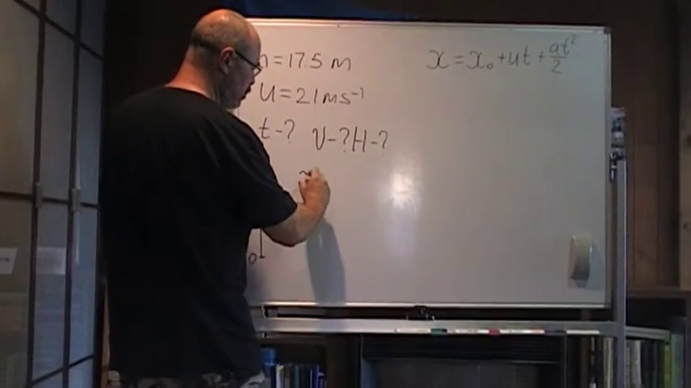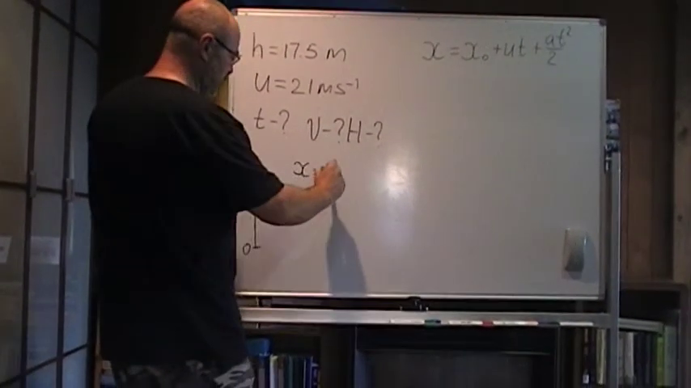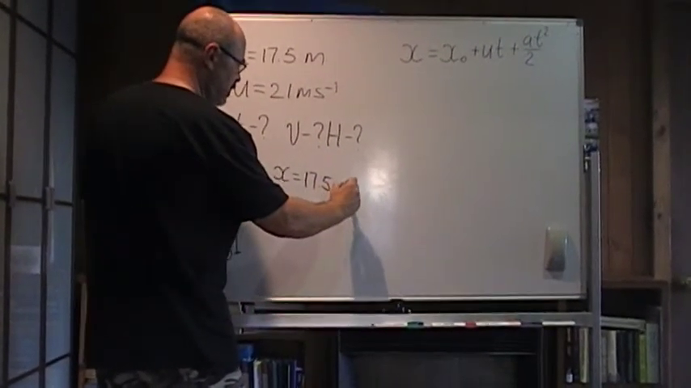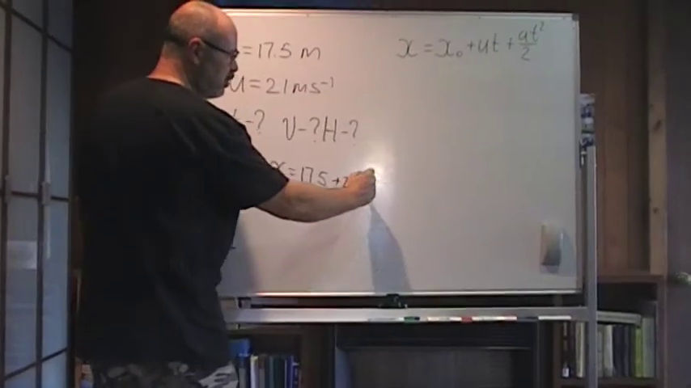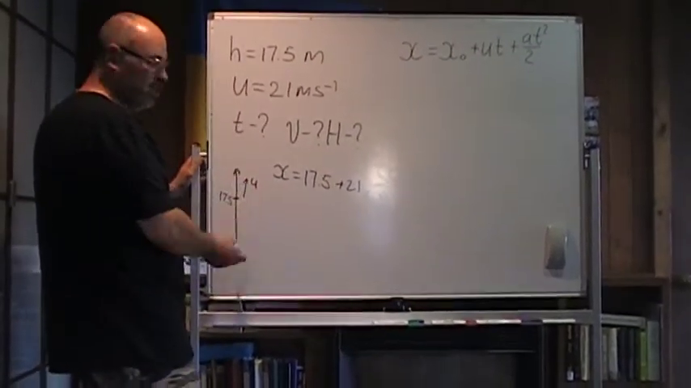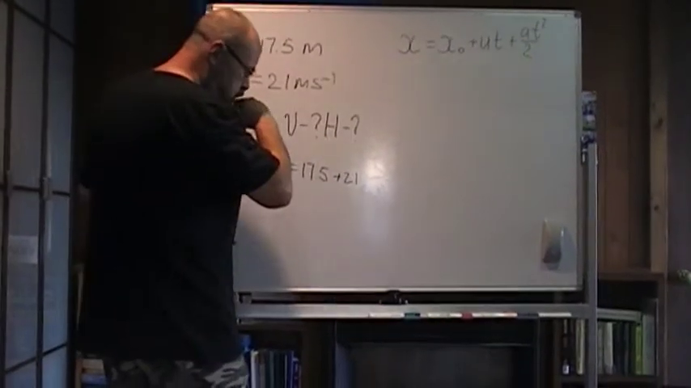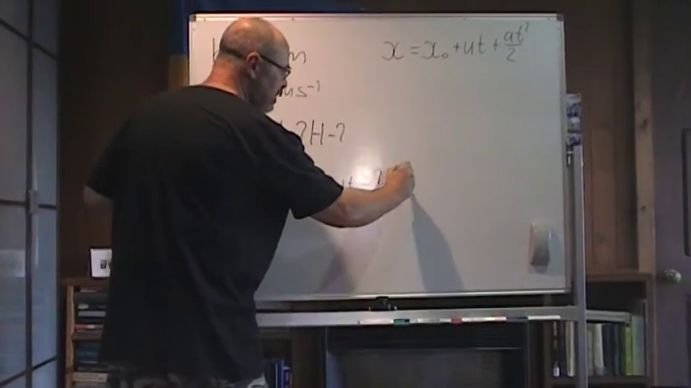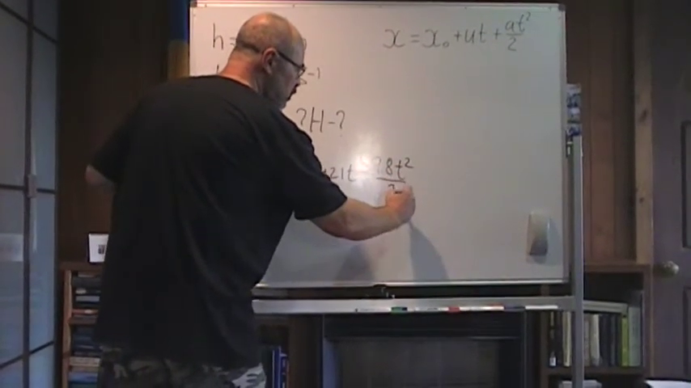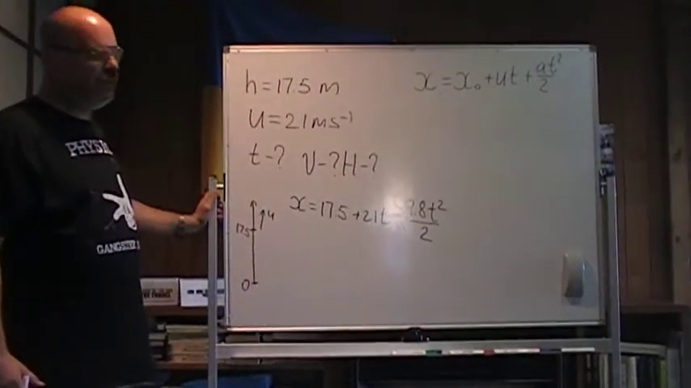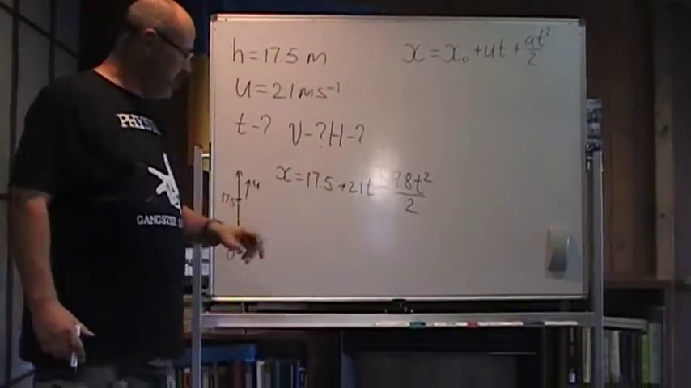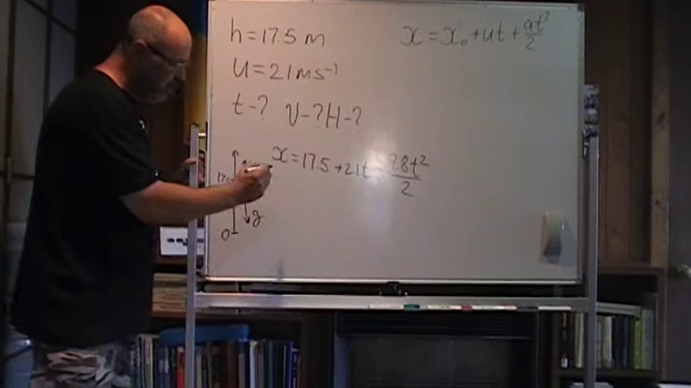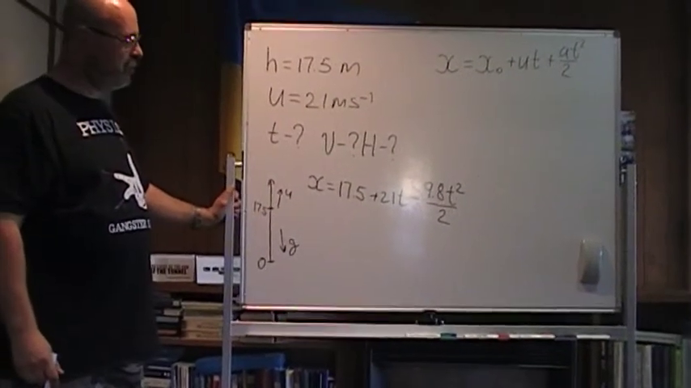motion: the position of the stone at any time t equals initial position 17.5 plus 21 initial velocity, and it's positive because we take the positive direction up, 21t minus 9.8 t squared over 2. Why do we take minus? Because acceleration is down, and we take positive direction up.